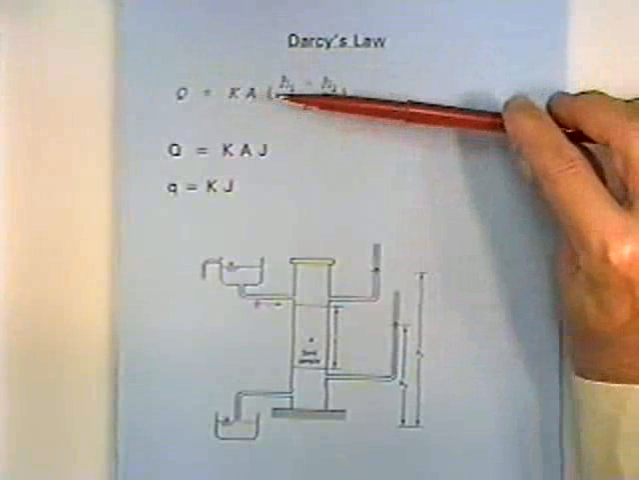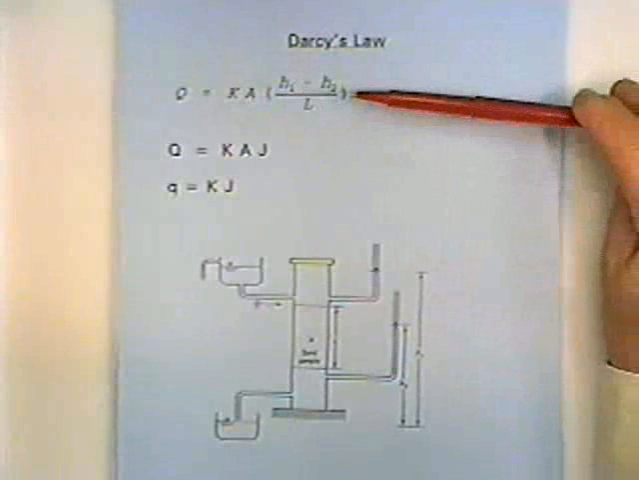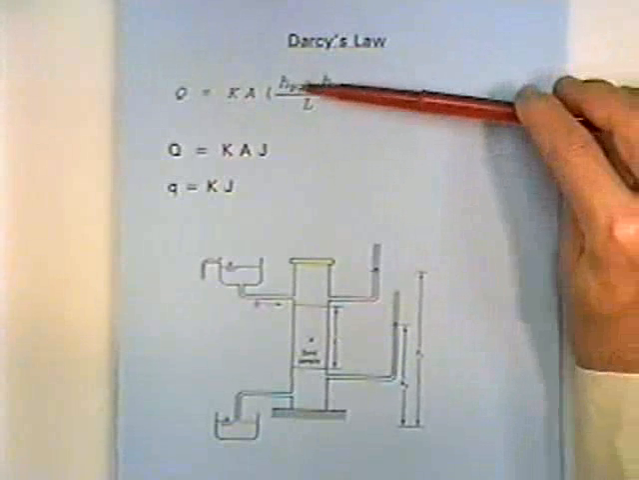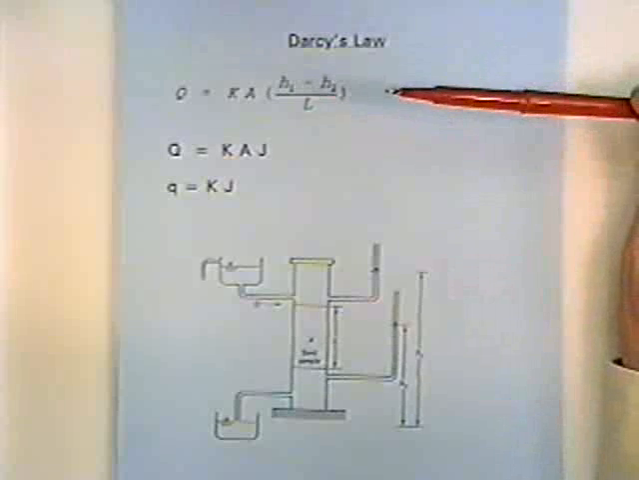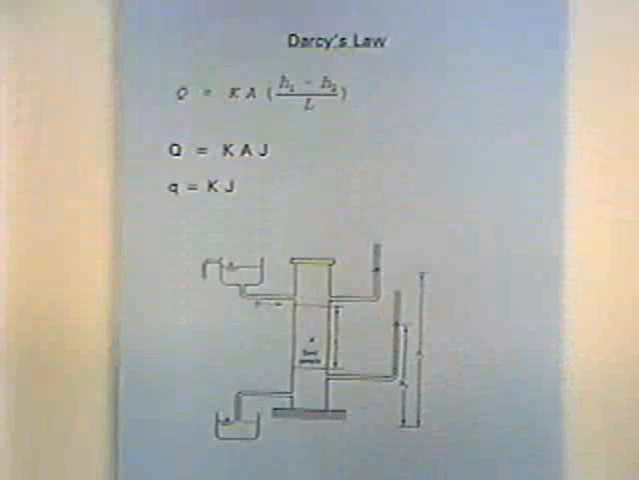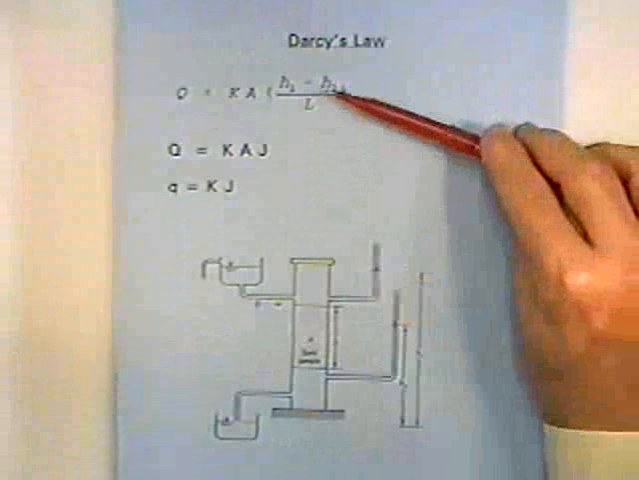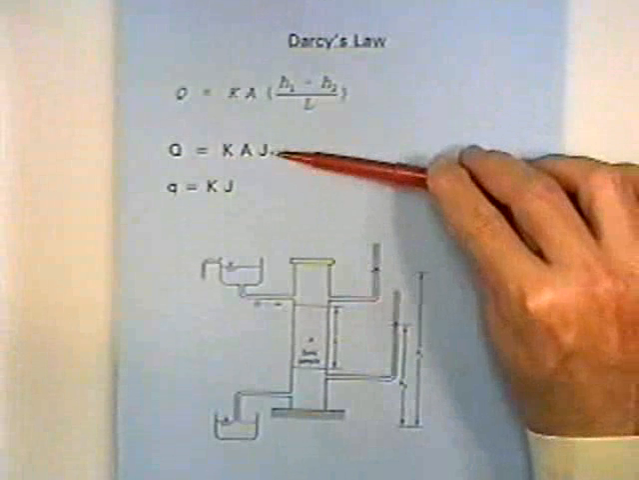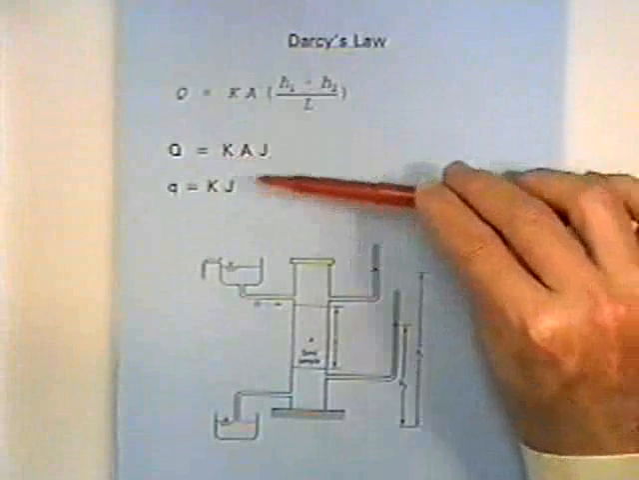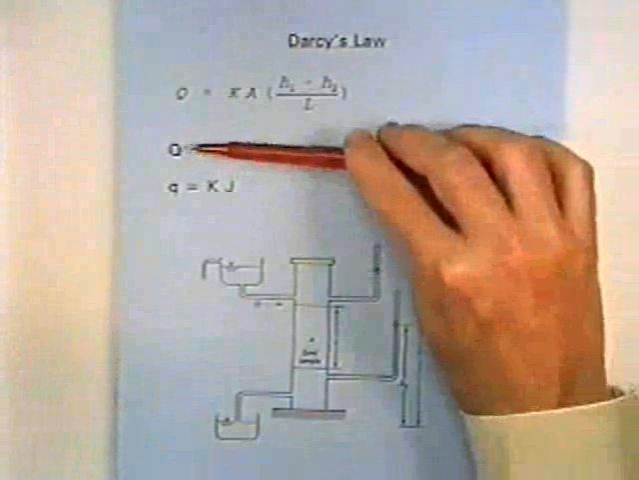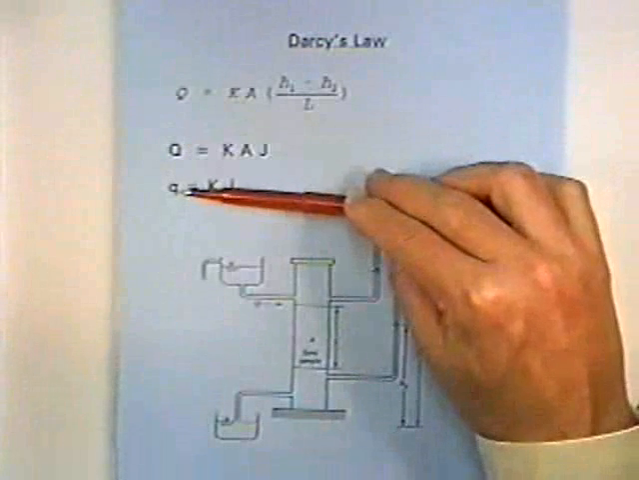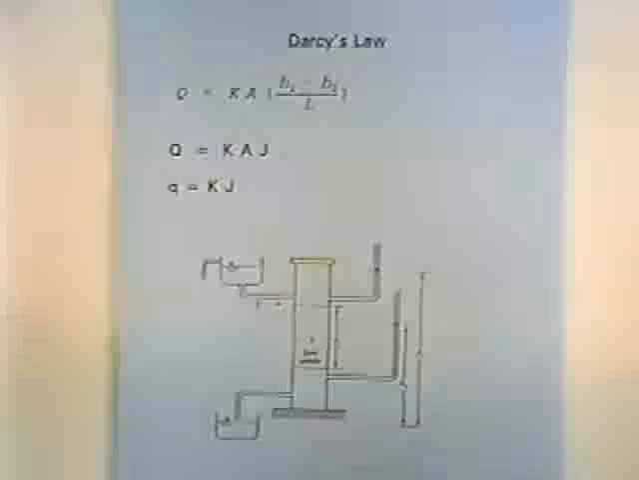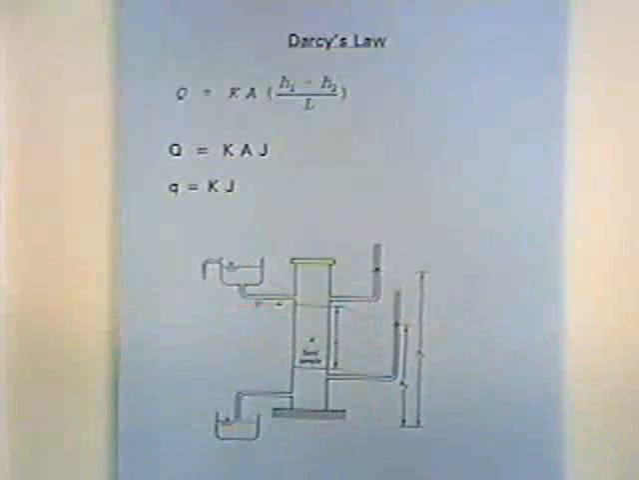And so A is the area through which the water is flowing, and the hydraulic gradient is just the head upstream minus the head downstream divided by the length. If we let the hydraulic gradient be J, it's just KAJ, and instead of a total flow rate, if we use the little q, flow rate per unit area, it would just be KJ.